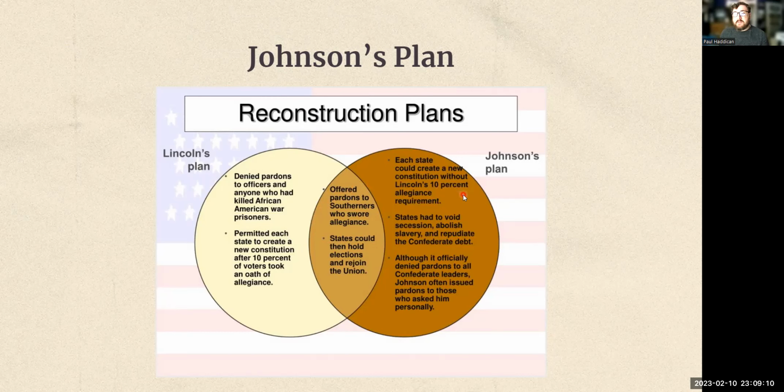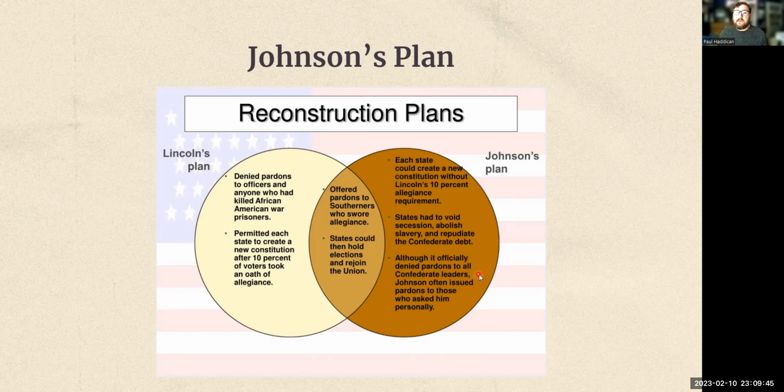Johnson's going to get rid of that 10%. So he's going to say, yeah, you need a constitution, but anybody, whoever you want can write it. Doesn't matter. You don't need the 10%. He's going to say you do have to avoid the secession, so you have to say that you were wrong for seceding. You do have to abolish slavery, so you do have to adopt that 13th Amendment into your state constitution. And you have to get rid of the Confederate debt and just decide nobody's getting paid back for that.